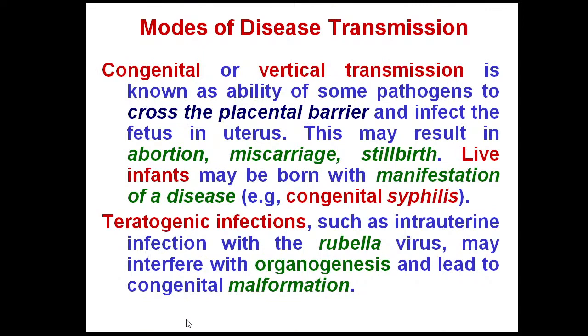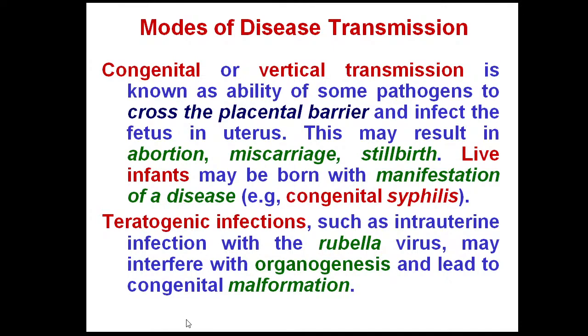So, by now we were talking about vertical transmission from person to person, but the pathogens can also be transmitted vertically from mother to child. This is called congenital transmission. And this is known as the ability of some pathogens to cross the placental barrier and infect the fetus in utero.